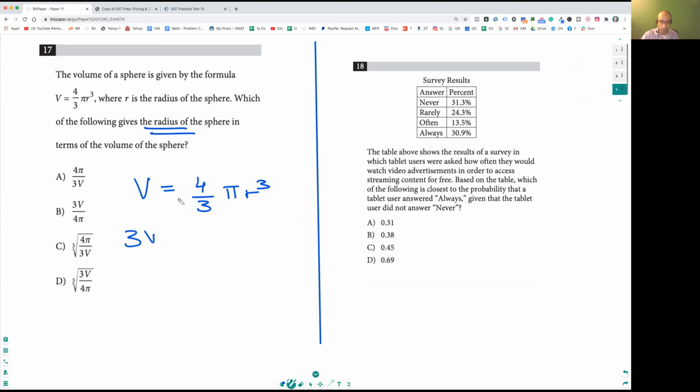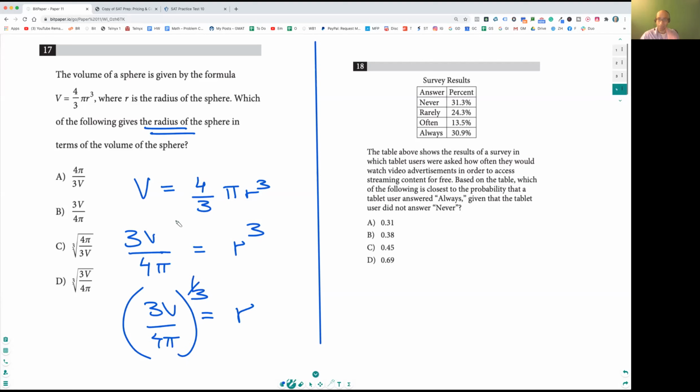So it becomes 3v, and move the 4 down like this, and the pi down as well, right? So you're going to get a pi over here. Now r cubed is equal to this guy. Once you get this, all you've got to do is, super easy, if there's a cube here, you take the inverse like this, and you're done.